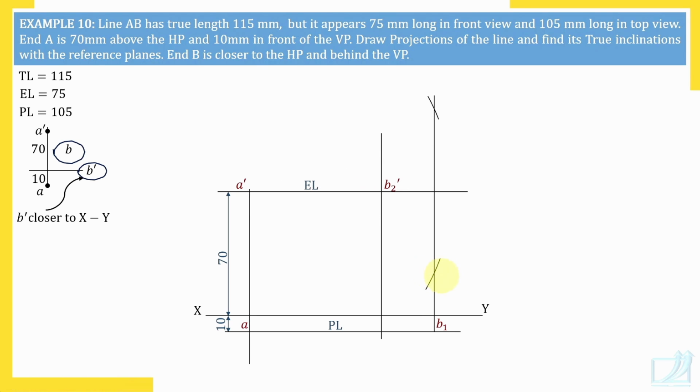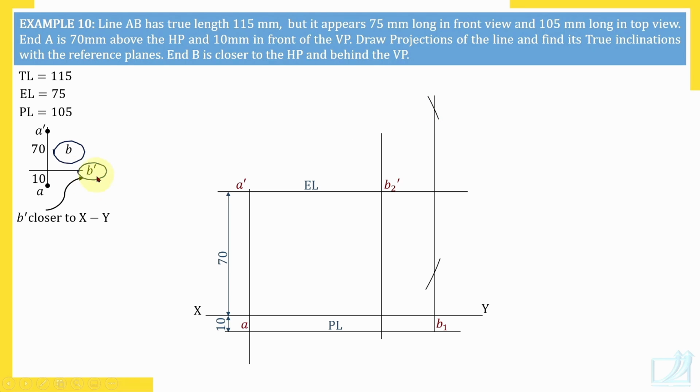Now this is very important. When you cut it, check here. We know that B1 and B1 dash lie on the same projector. So on this line B1 dash is. But when you cut this line with true length, it cuts this vertical line at 2 positions. So which is the correct position of B1 dash? Is it B1 dash or here it is B1 dash?